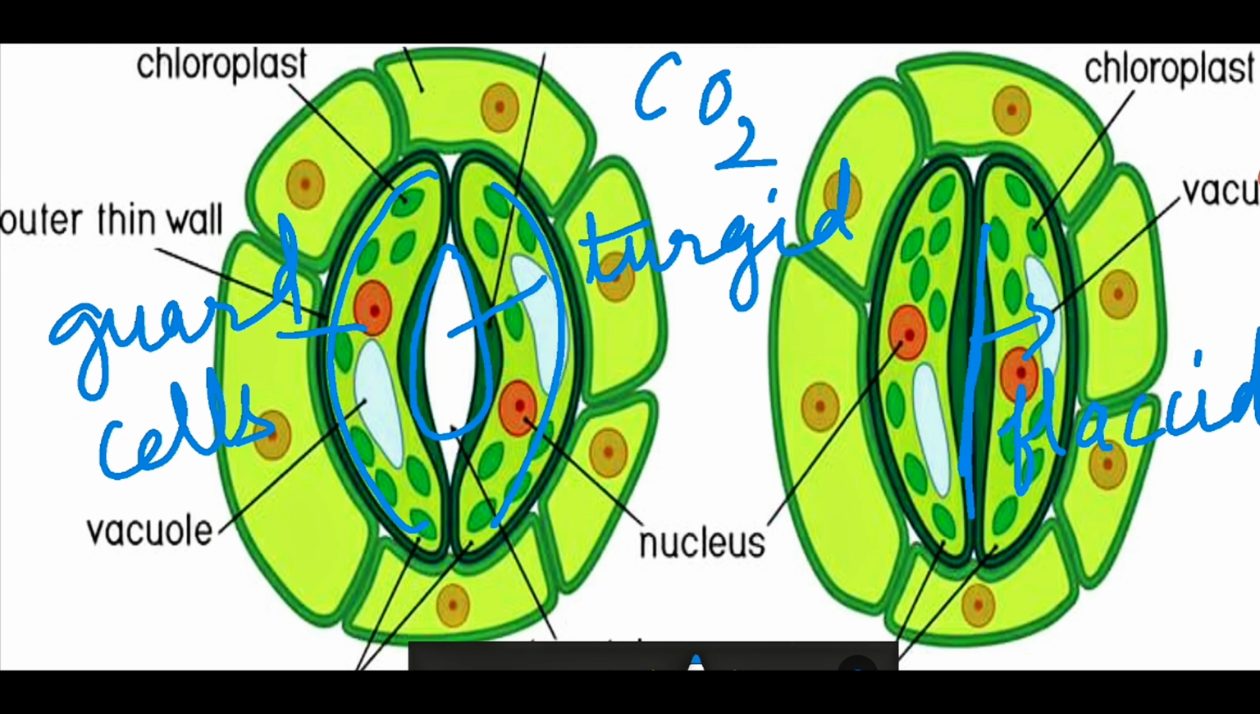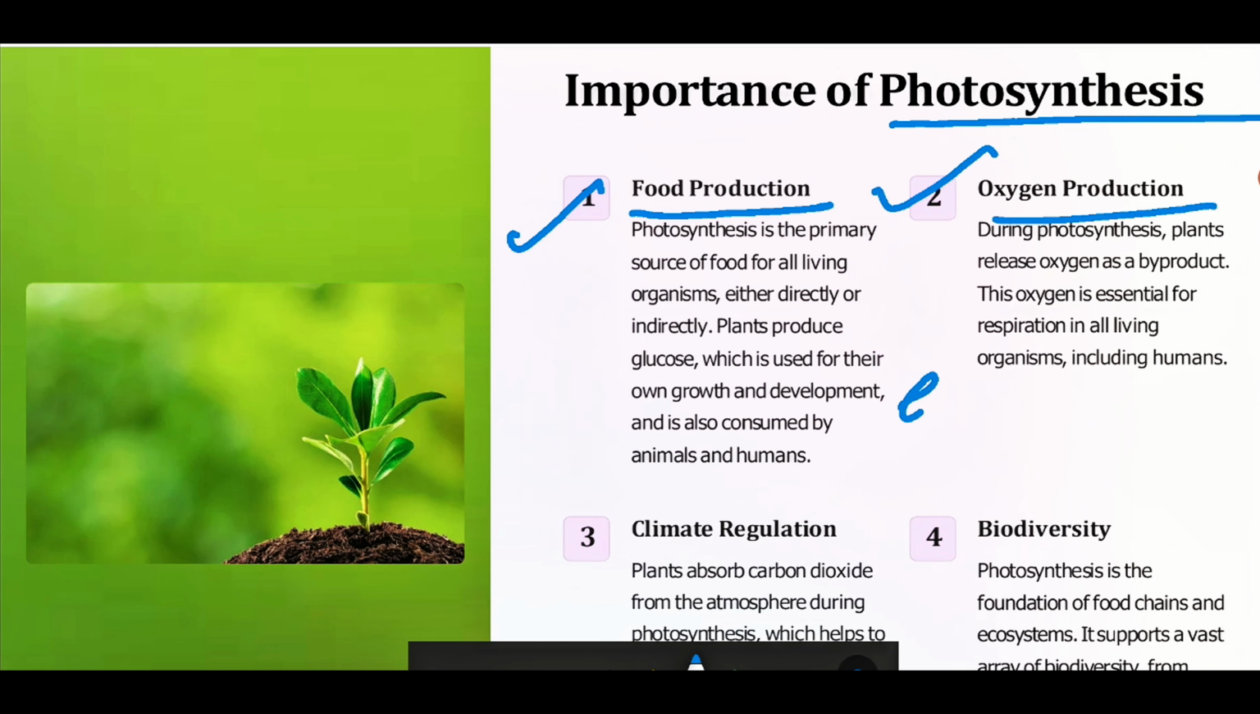Okay, so let's move further. What is the importance of photosynthesis? Of course, the very important point is that it helps the plants to prepare food for itself, for animals, for humans, and for all the living organisms. And as a result of this process, what do we get? Oxygen. It is the end product which is required by every living organism.